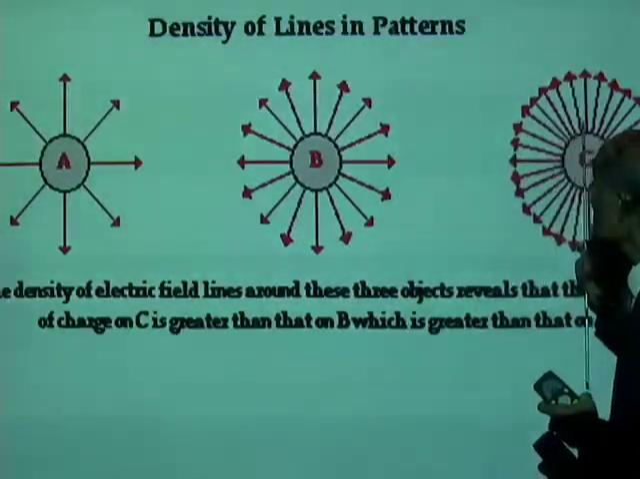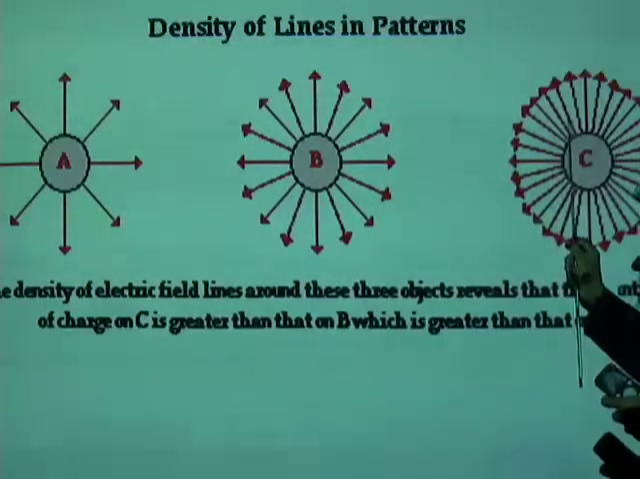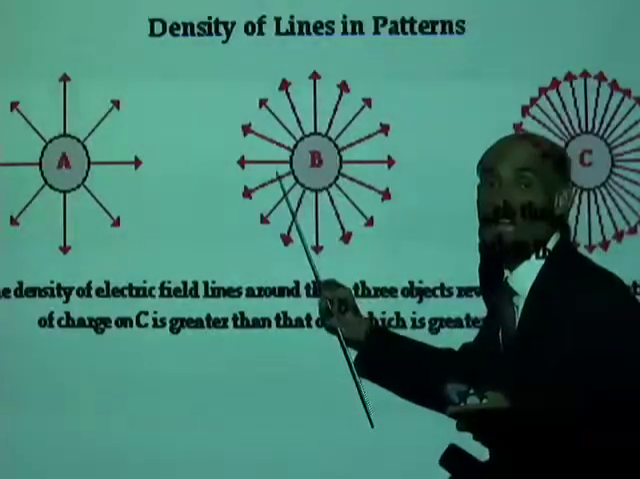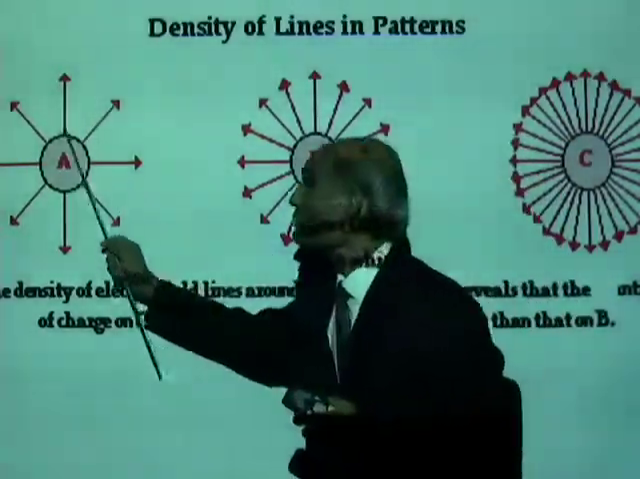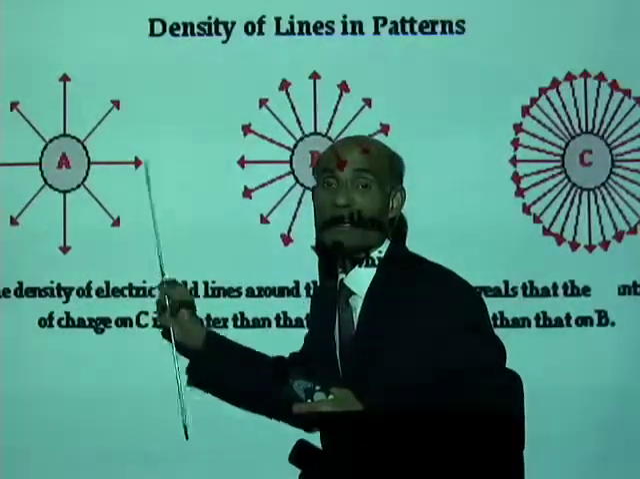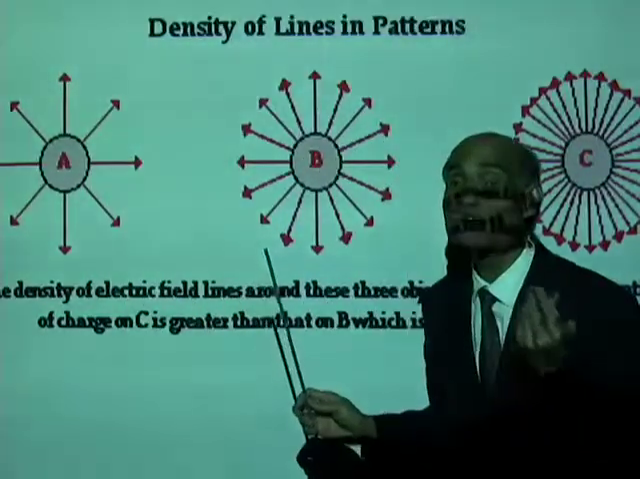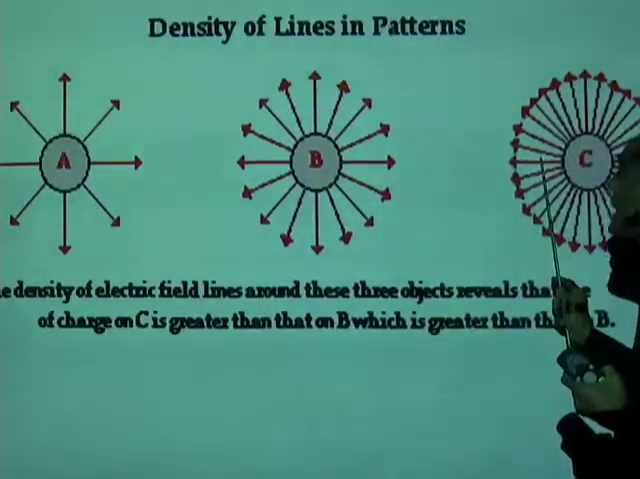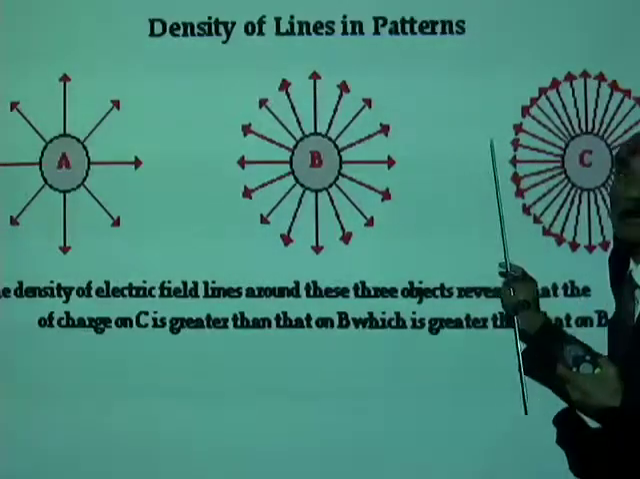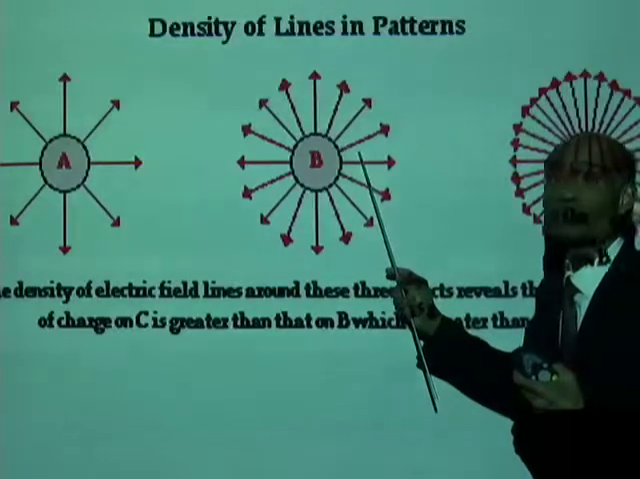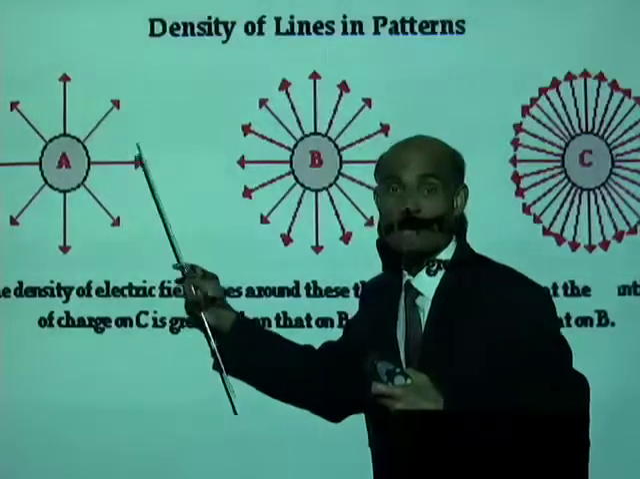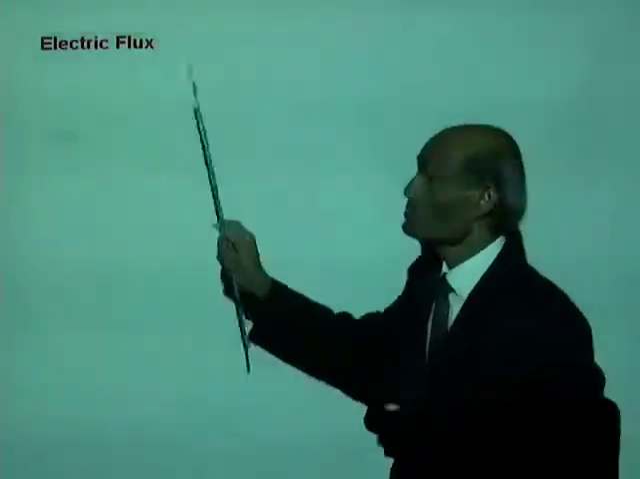And also look at the density of the field lines. The density of the field lines is much greater around C than around B, and is much greater than around A. The density of the field lines indicates what? The strength of the electric field. So if you take a point here, the strength of the electric field here will be much greater than the strength of the electric field here, and much greater than the strength of the electric field there. Alright? Okay. Let's now talk about yet another important concept.